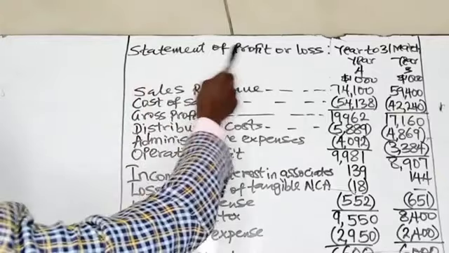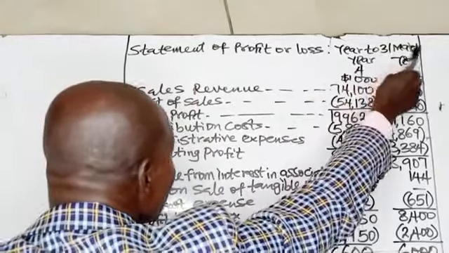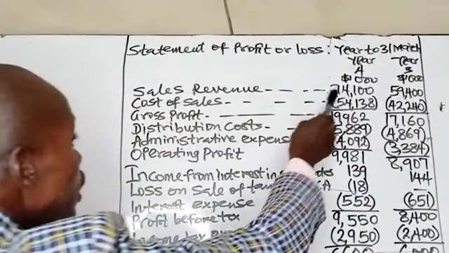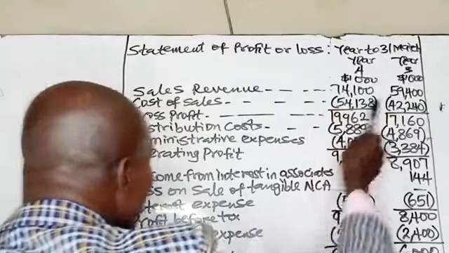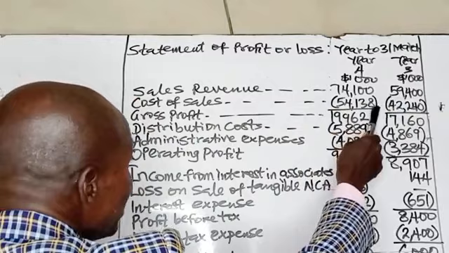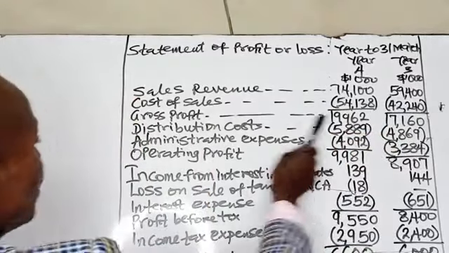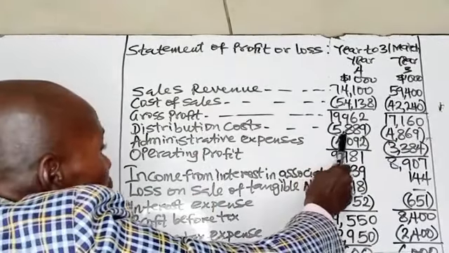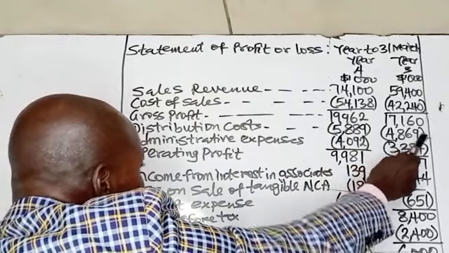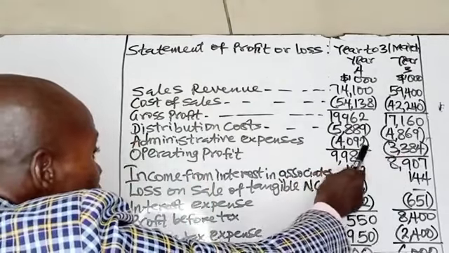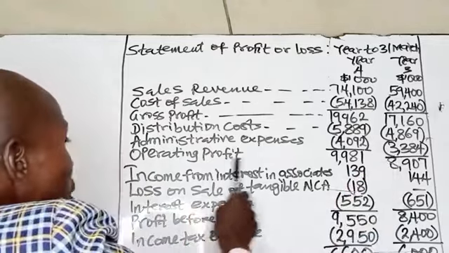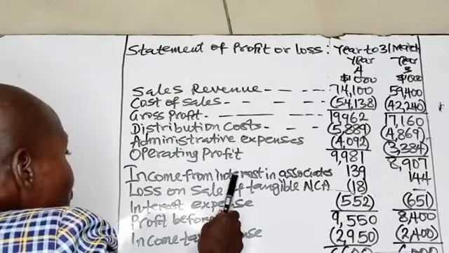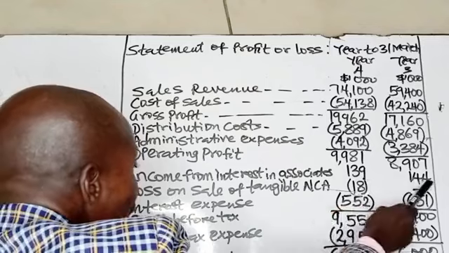Statement of profit or loss, year to 31st March, year 4 and year 3, amount in $1,000. Sales revenue, $74,100 and $59,400. Cost of sales, $54,138 and $42,240. Gross profit, $19,962 and $17,160. Distribution cost, $5,889 and $4,869. Administrative expenses, $4,092 and $3,384. Operating profit, $9,981 and $8,907. Income from interest in associates, $139 and $144.